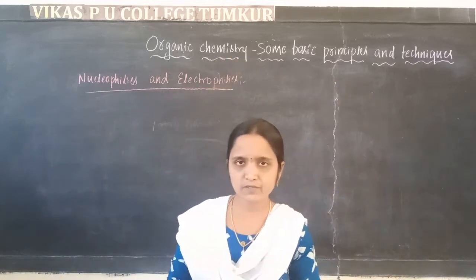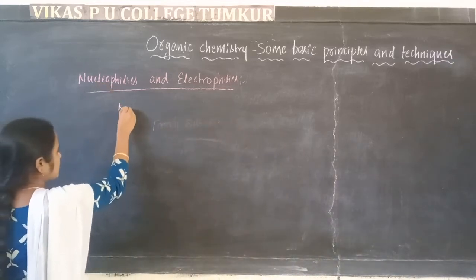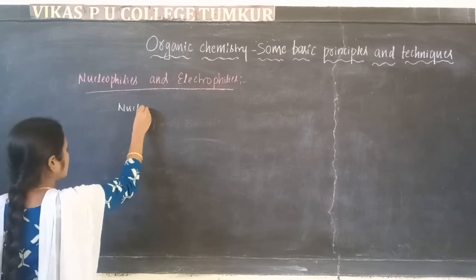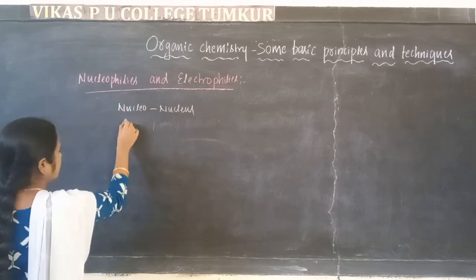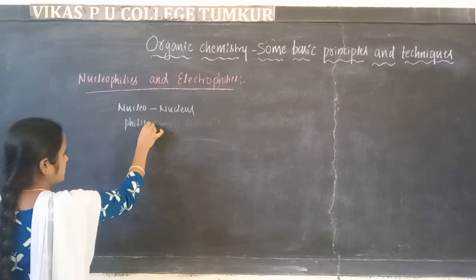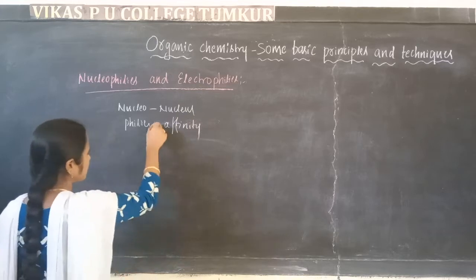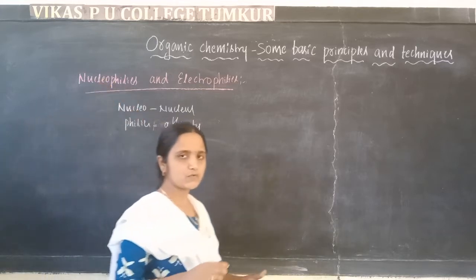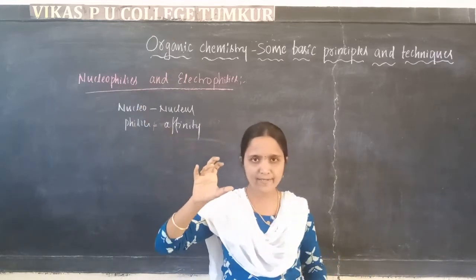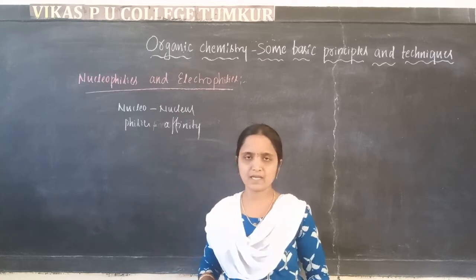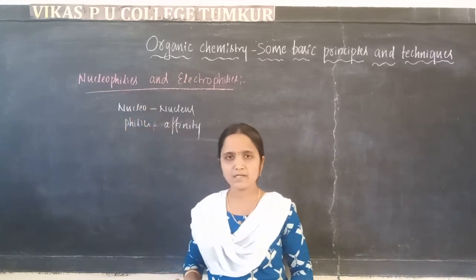Here, first we are going to discuss nucleophiles. Nucleophile means nucleo, and nucleo means nucleus. Then phile means affinity. This is the meaning of nucleophile, that is nucleus affinity. Nucleophiles are defined as electron rich species. The electron rich species is called a nucleophile.